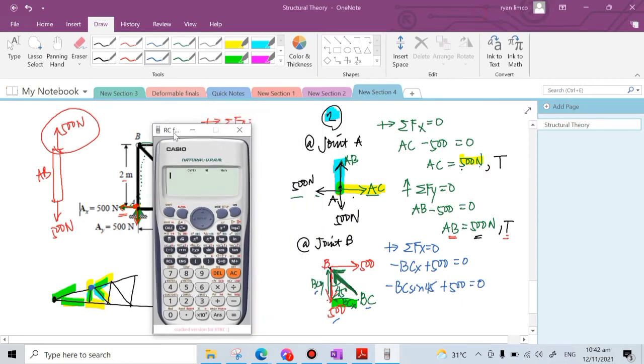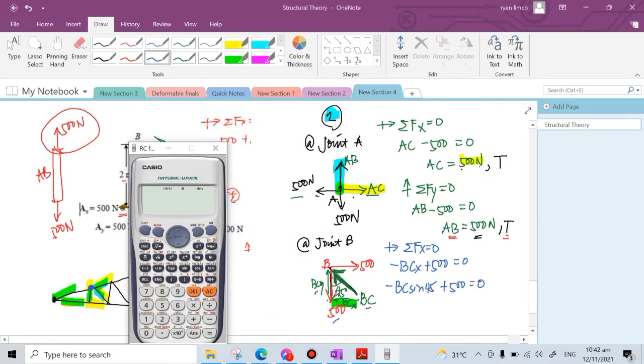Ayan. So, pwede nyo kung sabayan sa calculator. So, we have negative, si BC ay pwede natin palitan ng X, times sine 45 plus 500 is equal to 0. Shift, solve, equals syntax error. Ang galing. Saan yung syntax error natin? Ay, naka-complex ako. Wait lang. Shift mode.